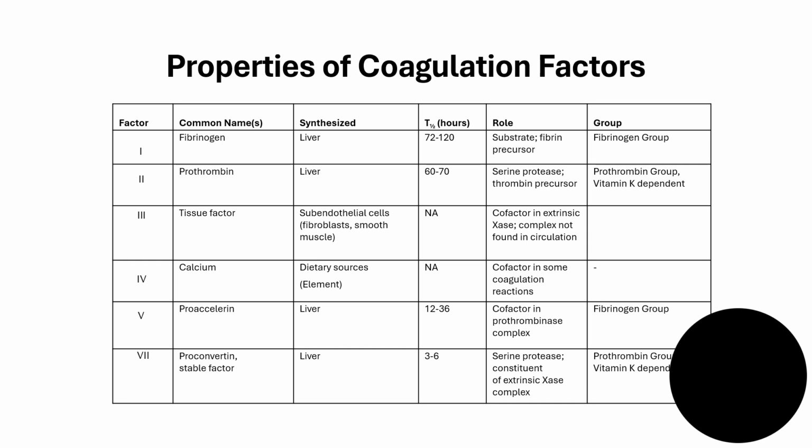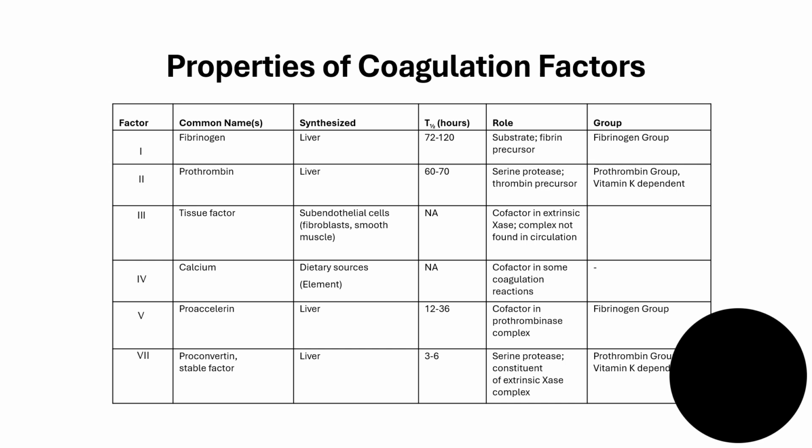Now, factors 3 and 4 are not really considered in the coag cascade as measurable for deficiencies or inhibitors, such as tissue factor, which is really exposed during subendothelial injury, and it's really a cofactor found in circulation. And calcium is not really a protein, it's an element that is consumed from dietary sources.